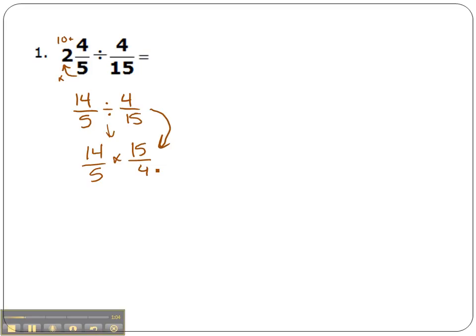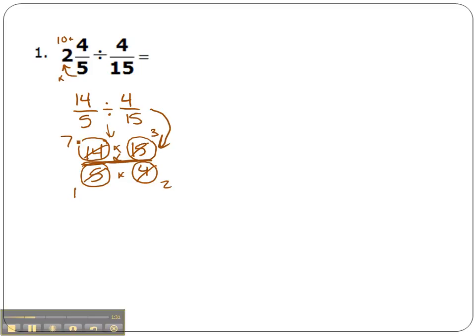Now we can do this two ways. The easy way is to make this one big fraction. We know we're going to multiply top times top and bottom times bottom, and then we look for pairs that we can simplify. 5 and 15 have a common factor of 5. If we divide by 5, I get 1 here, and 15 divided by 5 is 3. Also, 4 and 14 have a common factor of 2. Dividing by 2, I get 4 divided by 2 is 2 here, and 14 divided by 2 is 7.